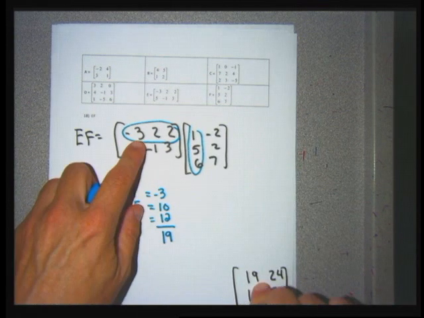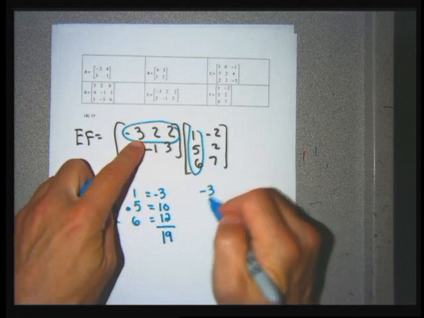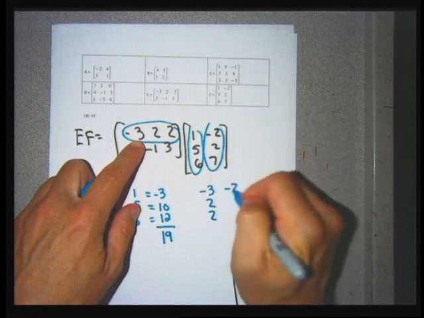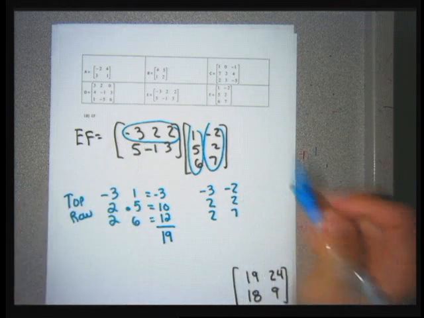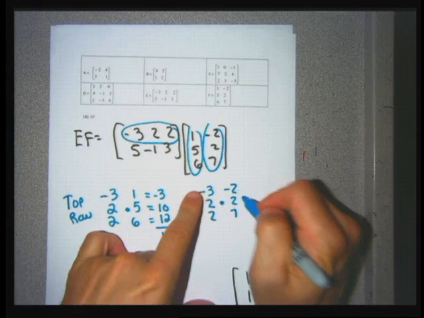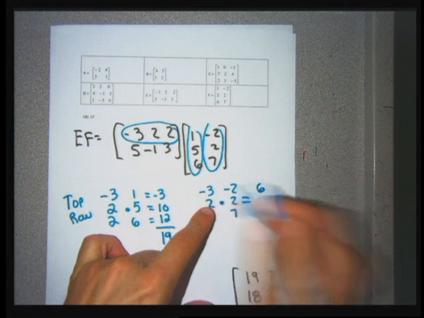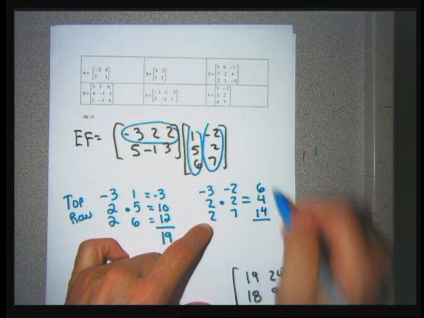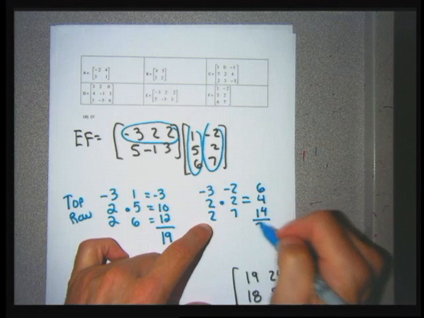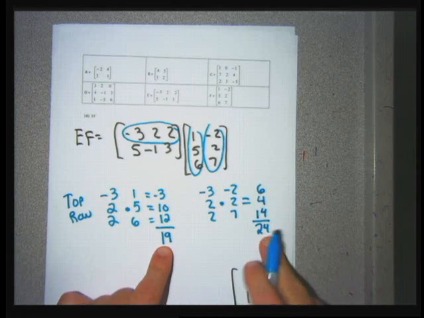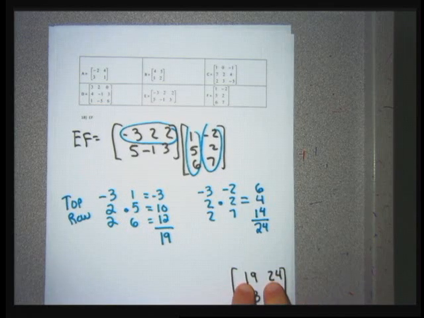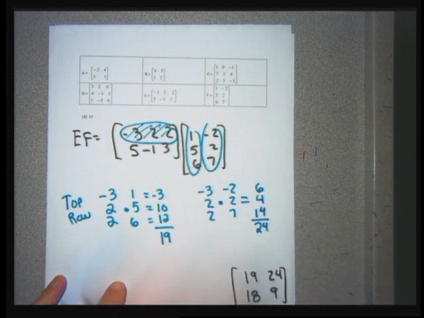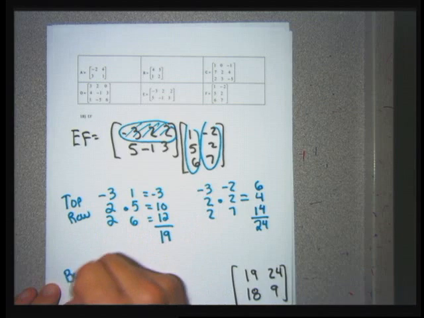Now I'm going to take this top row again, write it as a column as negative 3, 2, 2, put it up against this column, negative 2, 2, 7, multiply across. Negative 3 times negative 2 is positive 6. 2 times 2 is 4. 2 times 7 is 14. I'm going to add those three numbers. 6 plus 4 is 10 plus 14 is 24. If you look at my 19 and 24, they're the same, and that's not a coincidence. I've turned the top row into both columns, so I'm done with it. Now I'm going to work on the bottom row of the E.